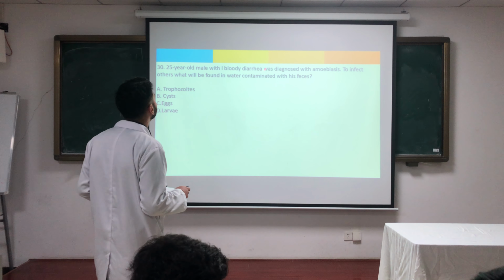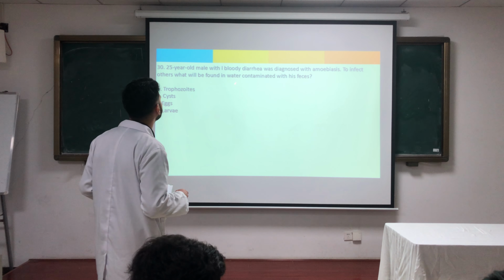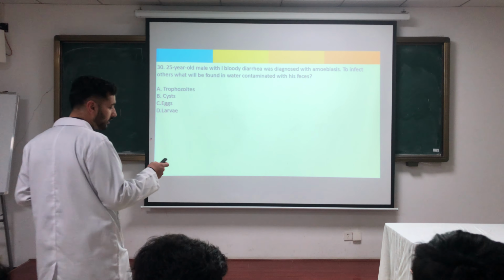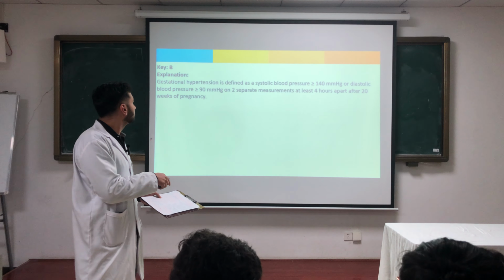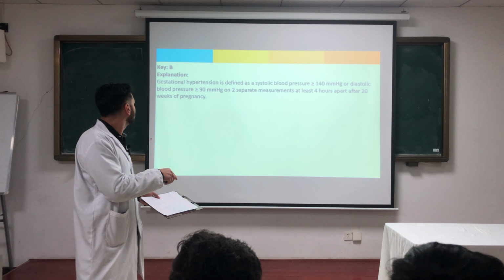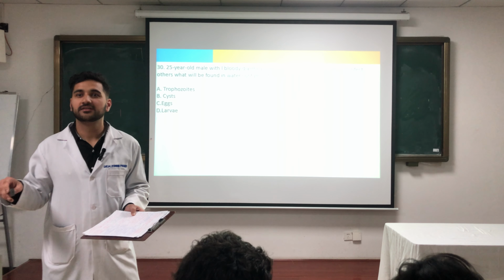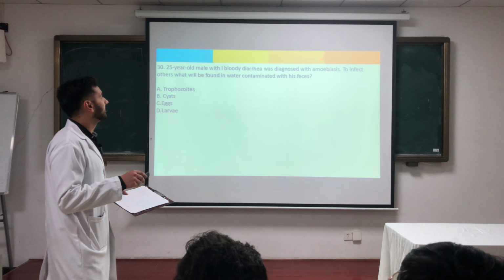A 25-year-old male with bloody diarrhea was diagnosed with amoebiasis. To infect others, what will be found in the water contaminated with his feces? Okay, so which amoeba infects here first? Anyone want to give the answer? Which amoeba? Okay. Entamoeba histolytica. Yes, Entamoeba histolytica. So, answer A, trophozoites, cysts, eggs, or larvae.